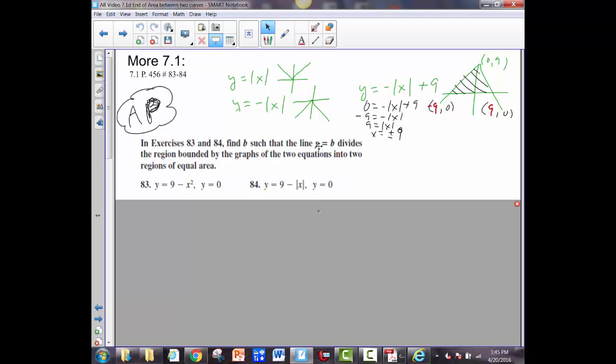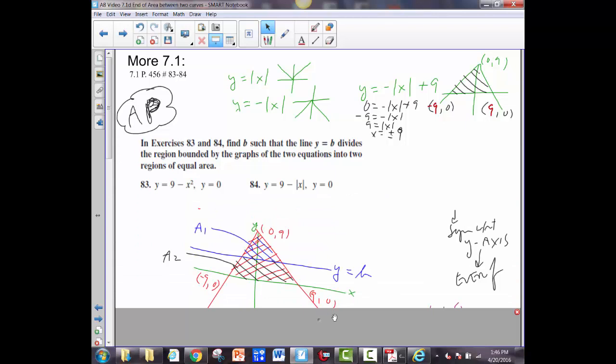Find B such that the line y equals B, so this is mystery B, divides the region bounded by the graphs of the two equations into two regions of equal area. So we're doing 84. So here's y equals the absolute value of x, negative absolute value of x turns down, plus 9 moves it up 9. As far as the x-intercepts, if you replace y by 0 and solve, you'll find the x-intercepts are at 9 and negative 9.